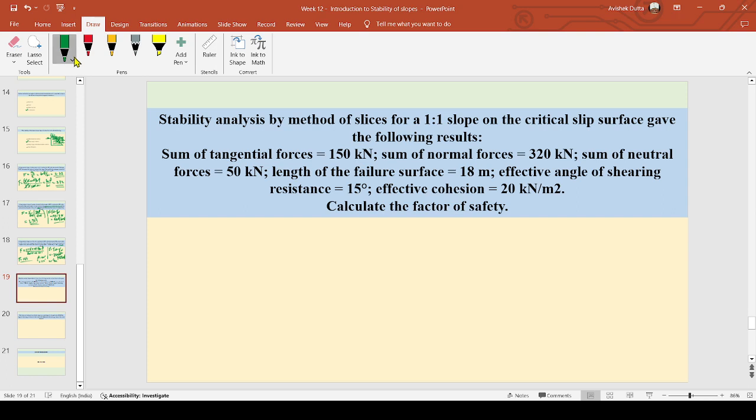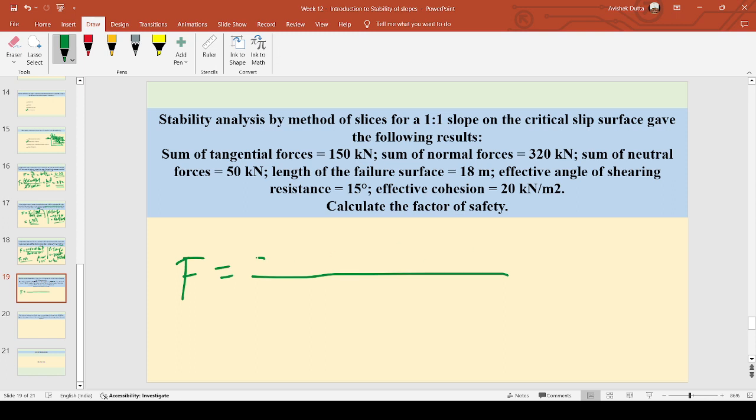Yes, so here we have been given the sum of tangential forces, normal forces, neutral forces, length of the failure surface, effective angle of shear or friction angle, and effective cohesion. So in this case, we know stability analysis by the method of slices. We can say the factor of safety follows this formula.